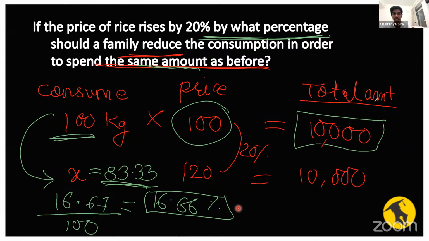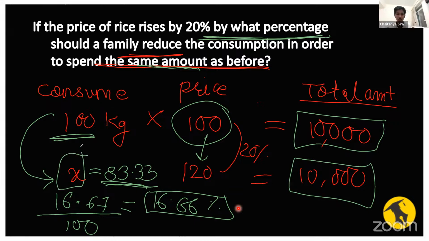Now the question tells me the price has increased 20%, so it has become 120. The amount remains the same, so I find how much they consume now. It was 83.33. So what's the percentage decrease? It is 16.66% or 16.67%. I hope the logic is clear. All right, let's move ahead.